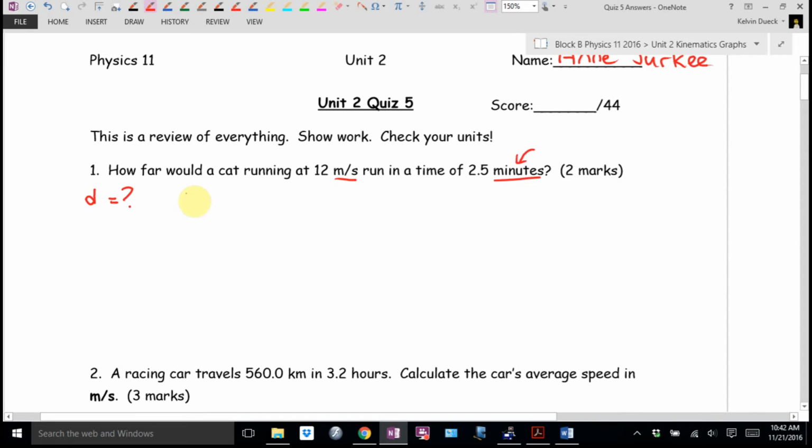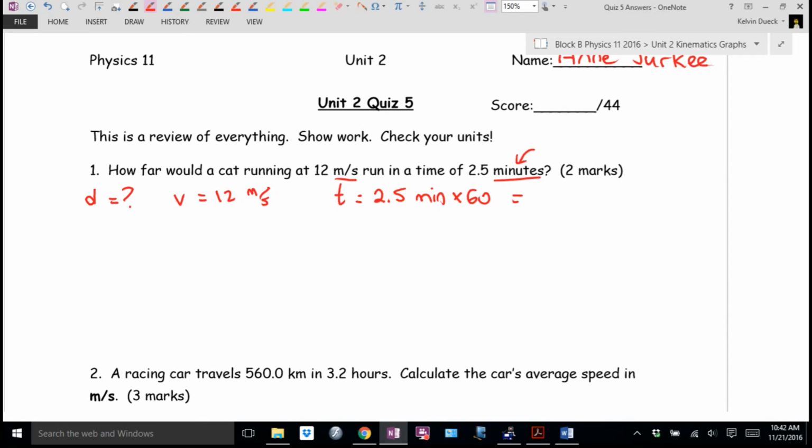So I wrote down 12 meters per second. That's a speed. Meters per second is a speed. And then I wrote down the time is 2.5 minutes. How do I go from minutes to seconds? I didn't bother doing the full fractional chain and cancel and all that. I know to go from minutes to seconds is times by 60. 2.5 times 60. 2 times 60 is 120 plus 30 is 150 seconds, yes?